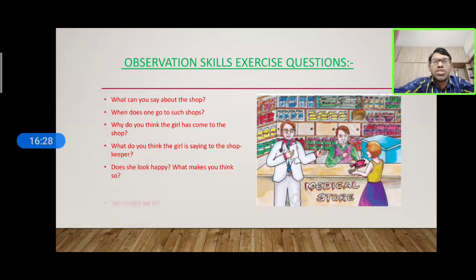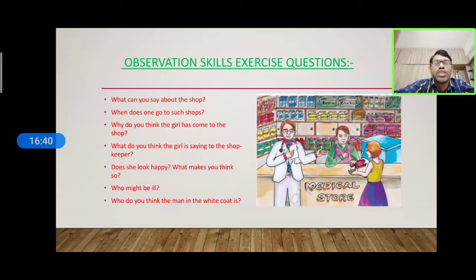The next question, who might be ill? The same thing. One of her family members might be ill. Next, who do you think the man in the white coat is? He is a doctor. What is there in his hand? There is a doctor's prescription, which is needed by the little girl.